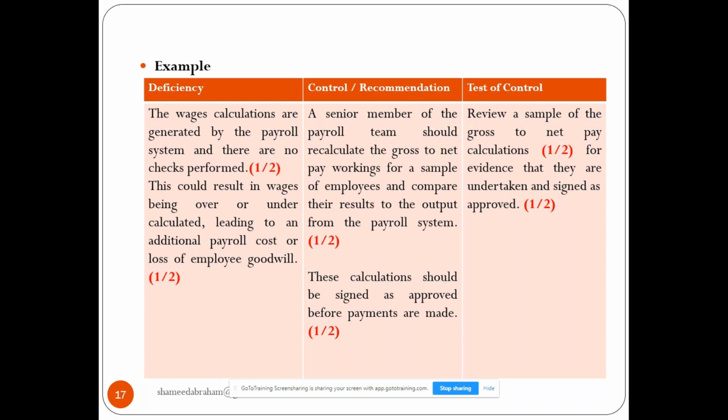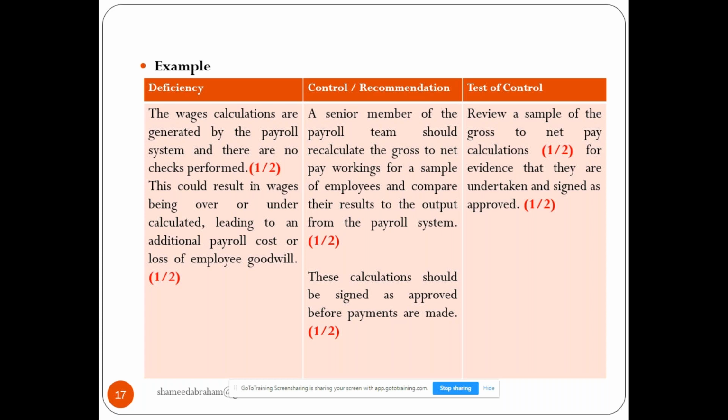Now look at the recommendation. I've told you from the start that recommendations or controls, anything that you are recommending, must be practical. It must be something that you can tell the client and they can quickly implement, that they can understand to implement. So if there are no checks performed, my recommendation is that a senior member of the team should recalculate workings for a sample and compare the results to the output from the payroll system. These calculations should be signed and approved before payments are made. It's practical. I can look at the client and say that a senior member of the payroll team should check the payroll and that it should be signed and approved, basically. Good. I could have said that in a lot fewer words in any case.